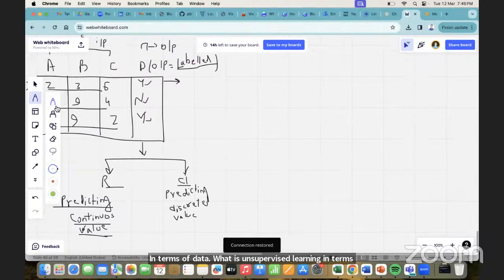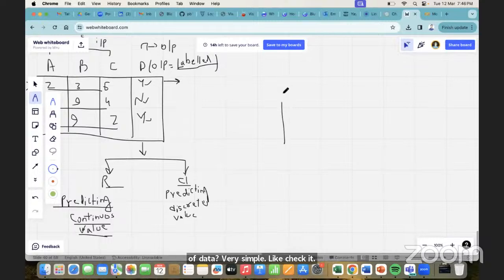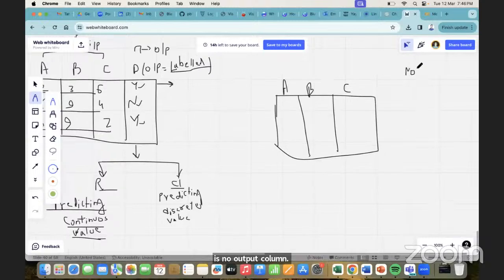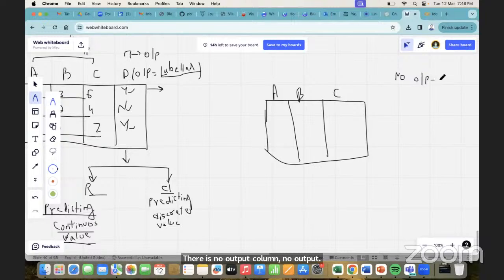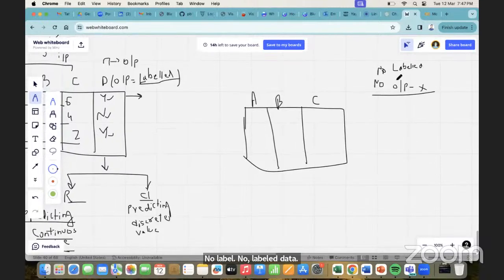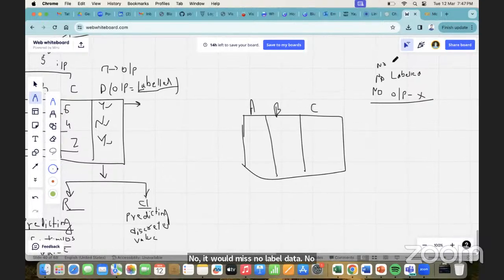Very simple, guys, check it. In terms of data, whenever you are working on any project and there are, suppose, 3 columns, A, B and C, and there is no output column. No output means no label data. There is no labeled data. No output means no label data, no supervisor. Hence, due to this, this is called unsupervised learning.